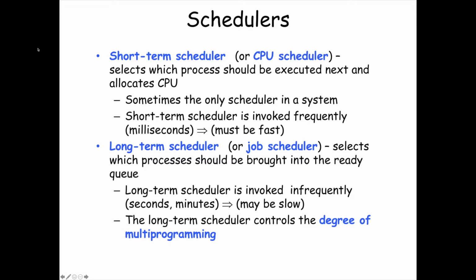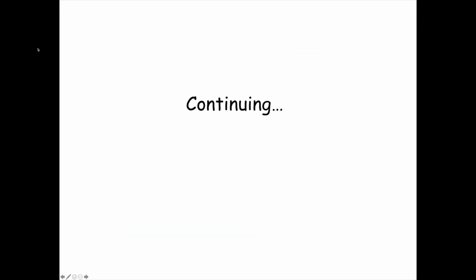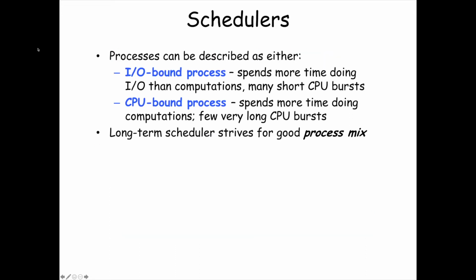The more processes you have, the more shared the machine is. And you can think of degree of multi-programming as the degree of sharing. If there are more quote-unquote mouths to feed, so to speak, your degree of multi-programming is higher. And so let's continue on. And we'll talk about processes in general.